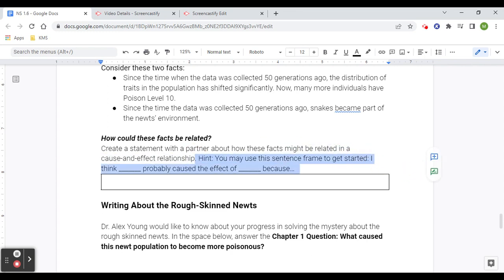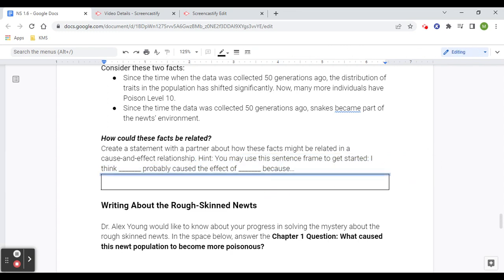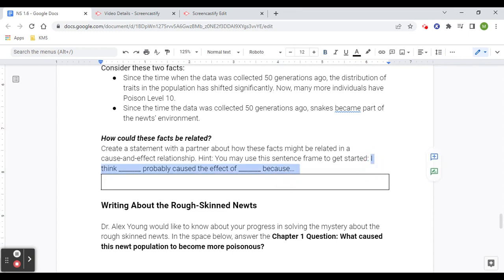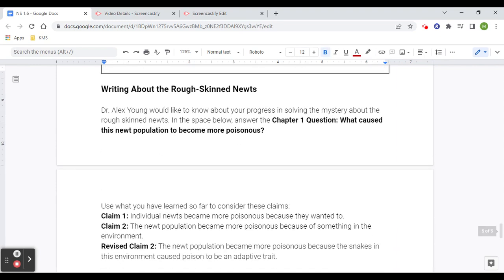So, here is a sentence starter that you can use to get you started. I think blank probably caused the effect of blank because blank. Okay, so try to use that. You can copy and paste this, fill in the blanks, and add in the because part for how you think these facts can be related.